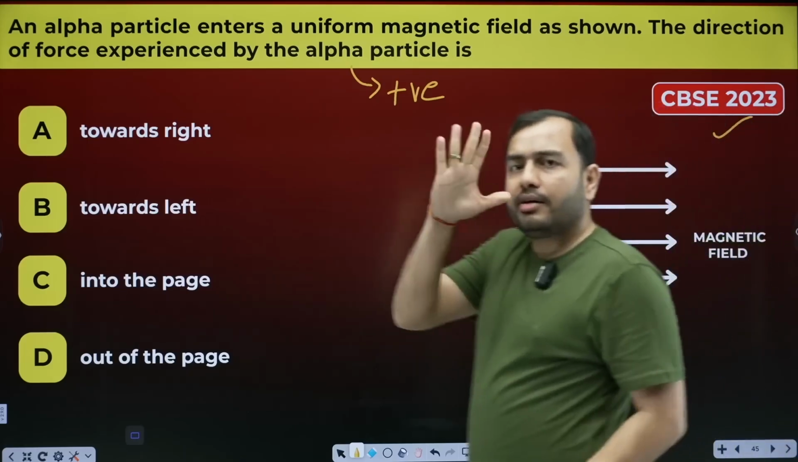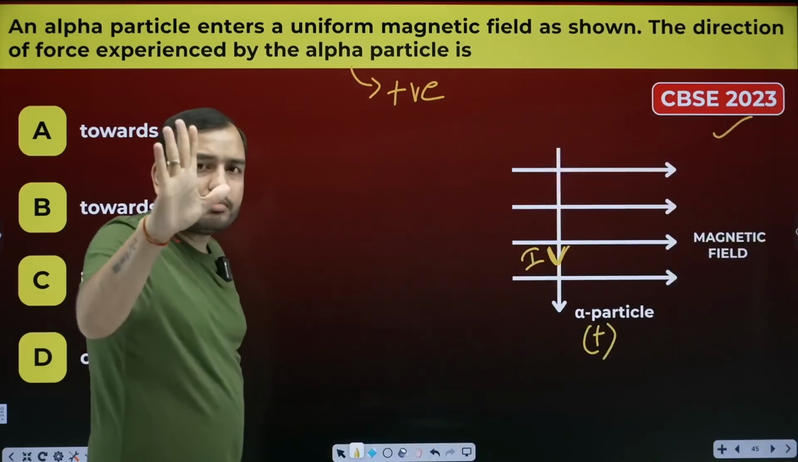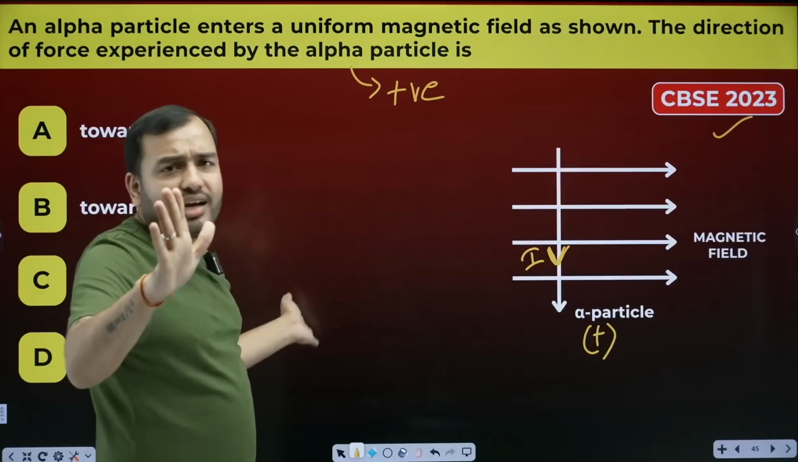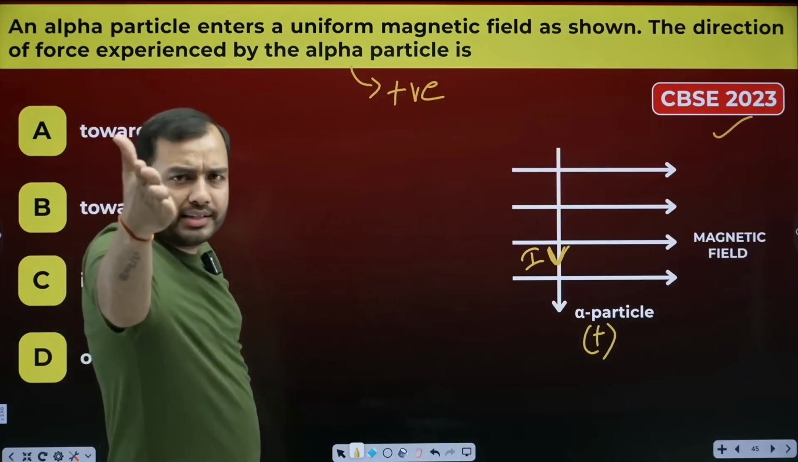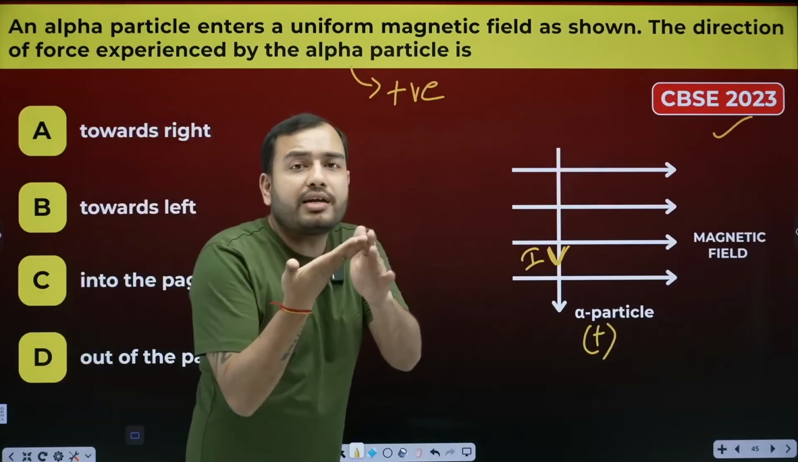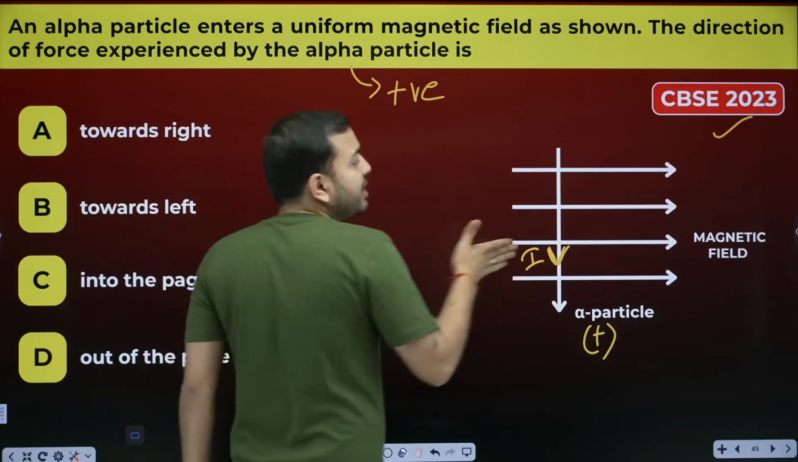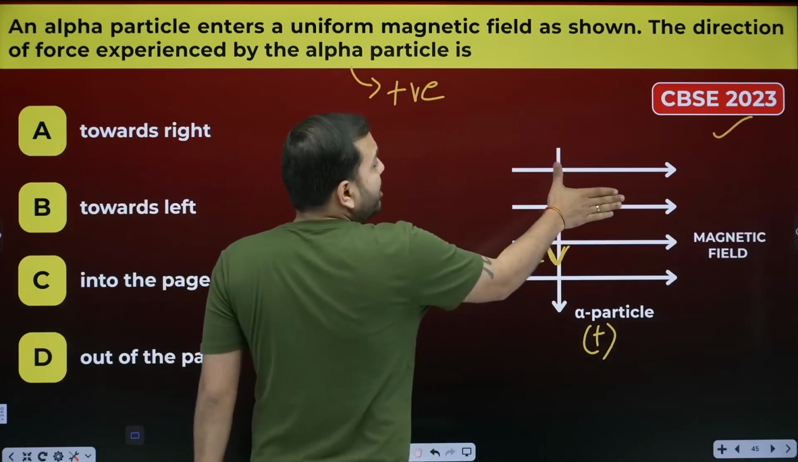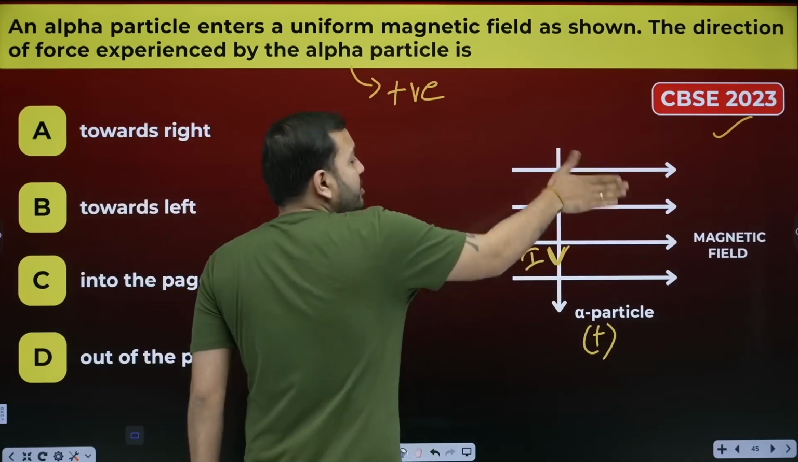Come on, now we have to find the force. We use the right hand palm rule. Open the right hand palm. Where is it written to use Fleming's left hand rule? Open the right hand palm rule. First of all, fingers where? In the direction of magnetic field. Is the magnetic field here? Yes. Thumb should be where? In the direction of current. Where is the current? Down.